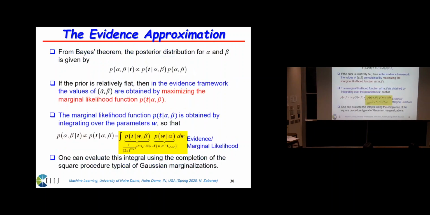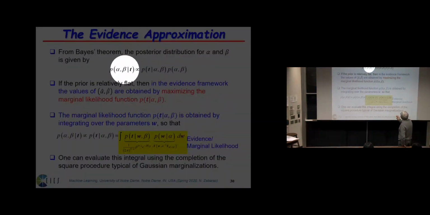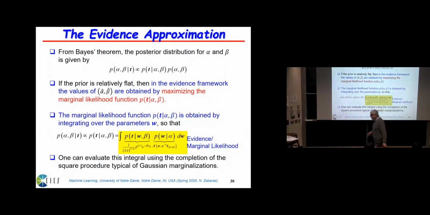All right? So remember the idea: we had the posterior of alpha and beta, right? The posterior of alpha and beta, if I use Bayes' rule, is written as a likelihood term times the prior.